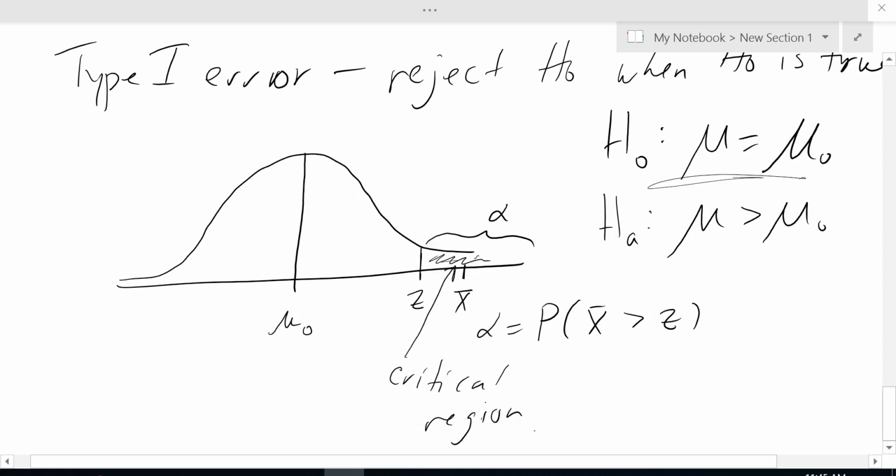Now, it's possible that we'll have critical regions on both sides, because if you're just interested in whether there was a change, you didn't care if it was positive or negative, it's possible you'll have regions on both sides. The way I've described this in this case, where I just had a region on one side, is referred to as a one-tailed test. Okay?